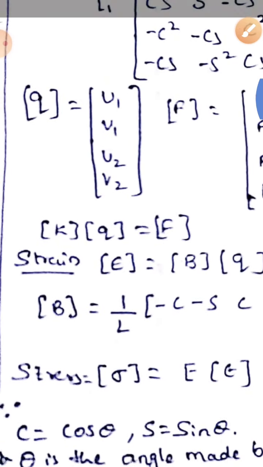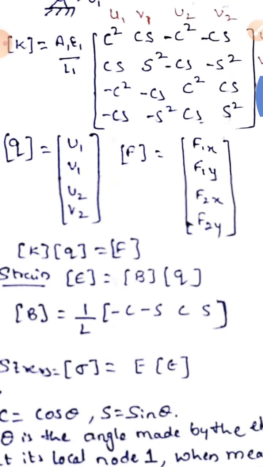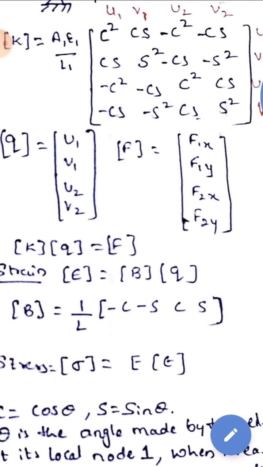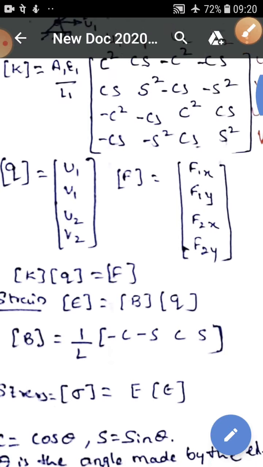Next, again we need to use the same equation, K into Q is equal to F. Use the strain relation B into Q. B is 1 by L times minus C, minus S, C and S. I think I've just forgotten to tell about this stiffness matrix. I'll repeat it again.